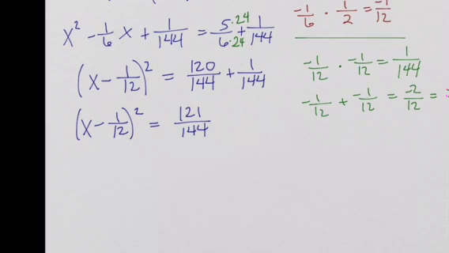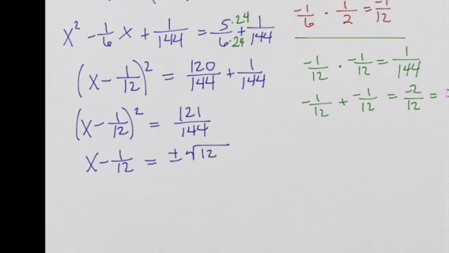We're now ready to use the square root property to solve this equation. So we have x minus 1/12. We're going to take the square root to get rid of this squared term, is equal to plus or minus the square root of 121 over the square root of 144. If we simplify that, we get x minus 1/12 is equal to plus or minus 11 over 12.